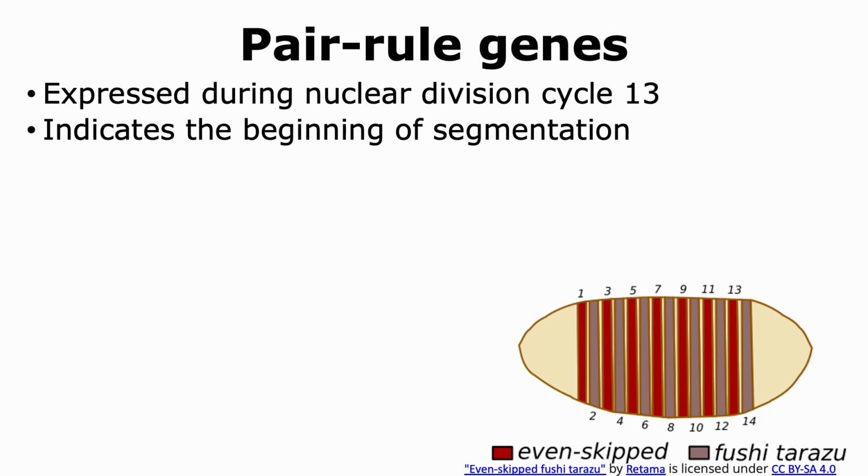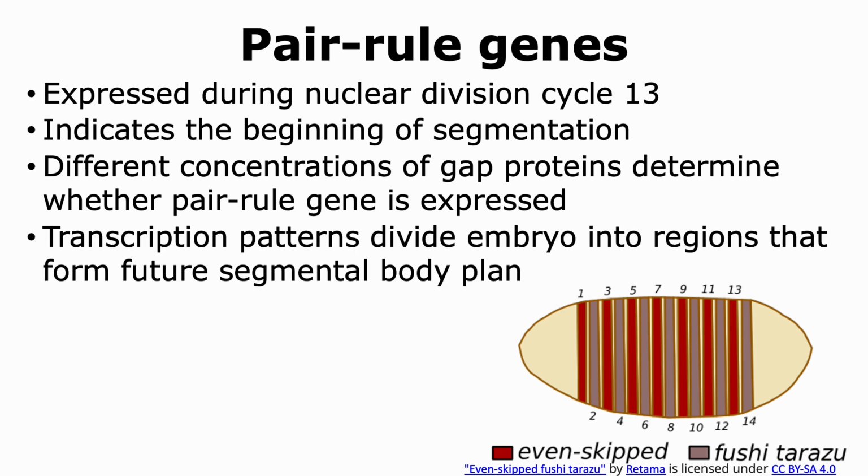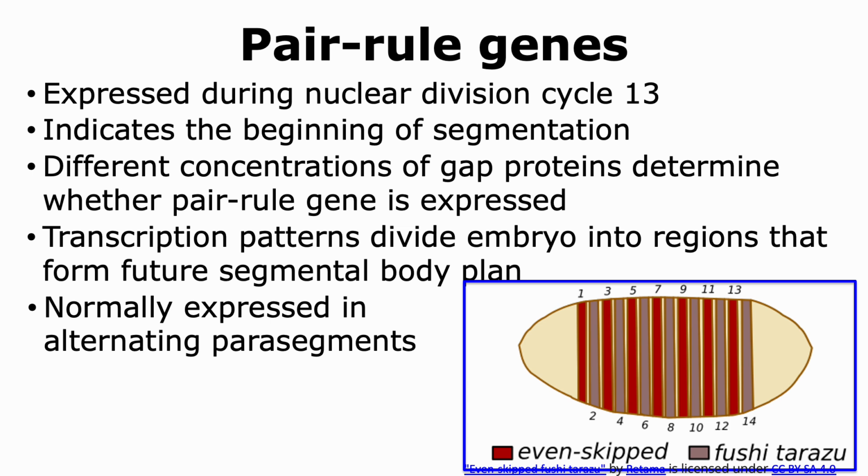happening in the embryo. The different concentrations of gap proteins can determine whether the pair rule gene will be expressed or not in specific locations of the embryo. The transcription patterns of these pair rule genes divide the embryo into regions that are precursors of a segmental body plan. Normally, they are expressed in alternating parasegments.